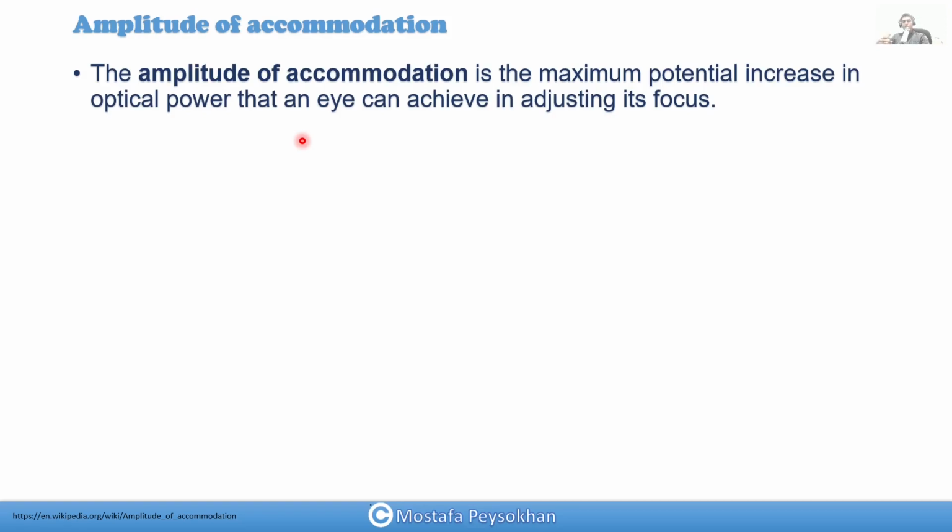And this parameter is a function of a lot of things. One of the most important ones is aging. When you get older, your capability to do accommodation decreases. So that's a very important concept that we're going to talk about later.